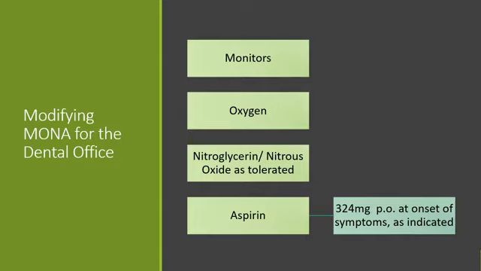The nitrous oxide can be used since it's also going to provide some degree of analgesia, which can help reduce the sympathetic tone, and it may promote a little bit of vasodilation. You're going to go ahead and administer the aspirin as well. You can see the dose is 324 milligrams, and that's crushed up, like chewed up in the mouth, at the onset of symptoms as indicated.